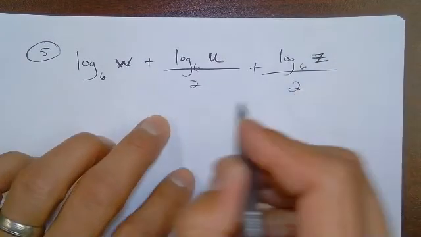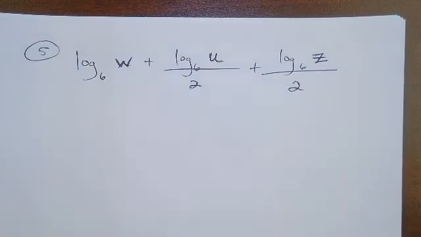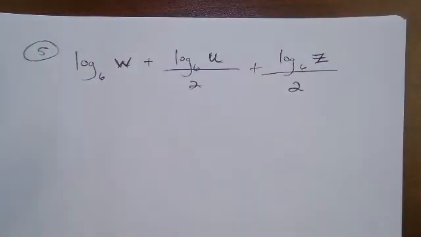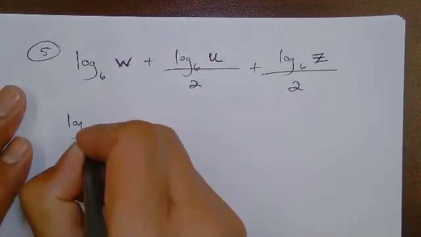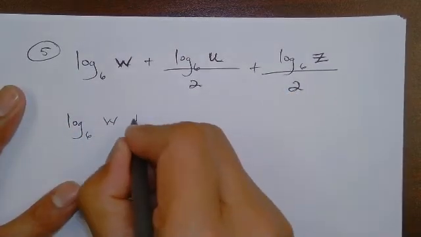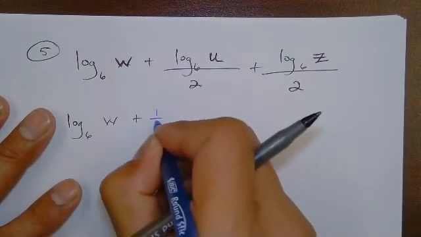This is a W, this is a single U, or just a U, and this is a Z. And this is a number 2, and this is a number 2. All right, what do you think? What should I do first? I don't want to see this. I don't like it. So it's going to be log 6W.